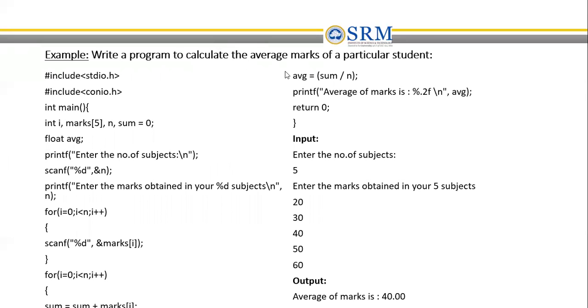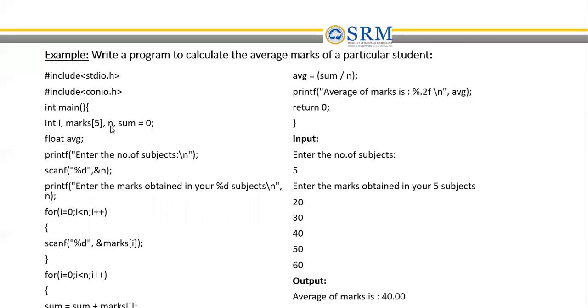Write a program to calculate the average marks of a particular student. So here you can see that first the header files are declared, and now you start with initializing i, and you're keeping marks of 5. We are going to take 5 marks. So this is the array, marks of 5. This is an array name and 5 marks are being taken.